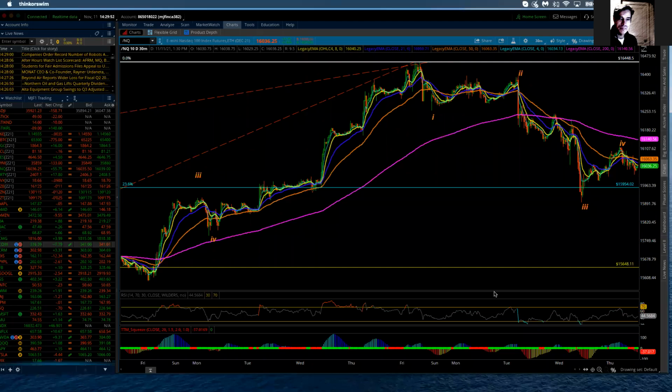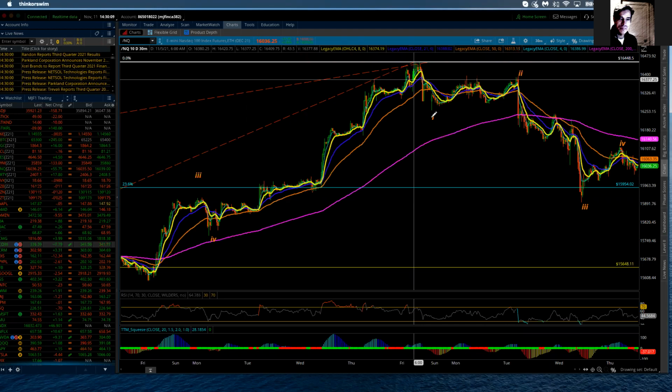Good evening. This is the Elliott wave update for the NASDAQ 100 for Thursday, November 11th, 2021. The markets did put in a decent low yesterday, and I have rearranged the labeling a little bit.